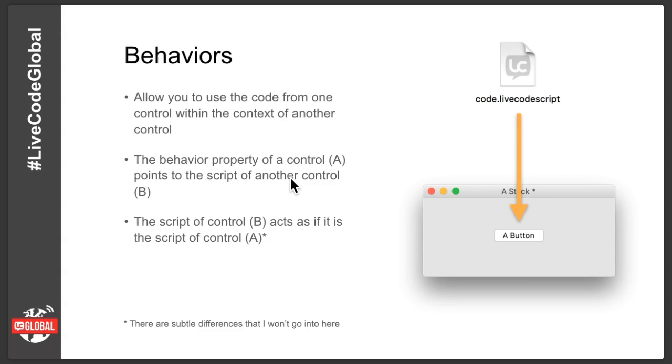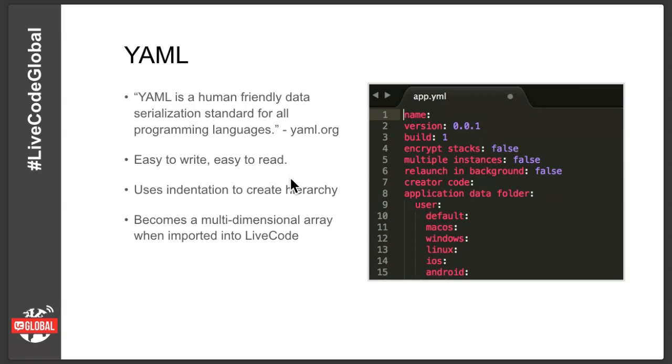And so that allows us to bring this external code into a user interface and have it be like it's assigned to the button. But the benefit is the script is stored outside of the binary stack in that script-only stack. And so it means it's plain text. So moving on to YAML. That's our little quick intro to behaviors.